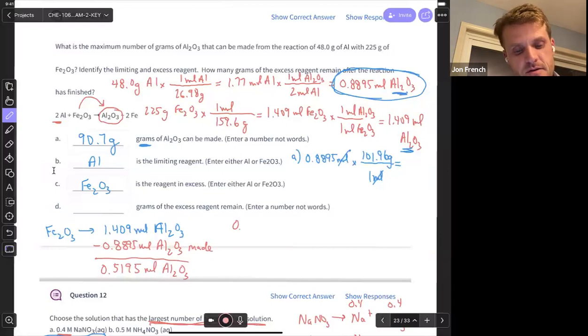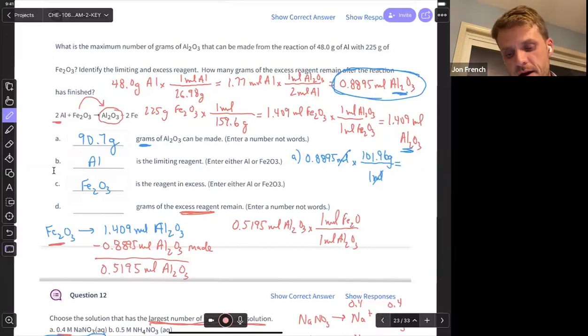We still need to convert that back to the reagent, back to the excess iron 3 oxide. So I've got 0.5195 moles extra that I could have made. I didn't make it. I know for 1 mole of the aluminum oxide, this would convert back into 1 mole of the iron 3 oxide. So that means I'd also have an excess of 0.5195 moles of the iron 3 oxide.